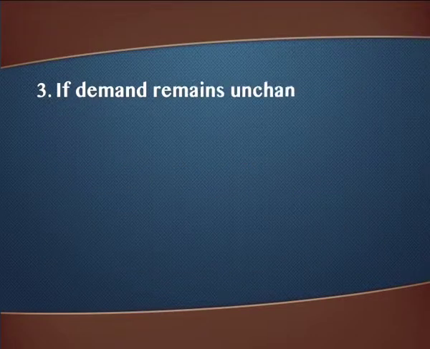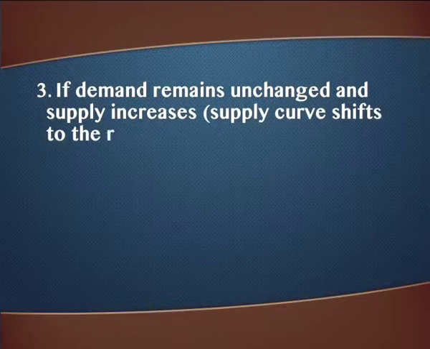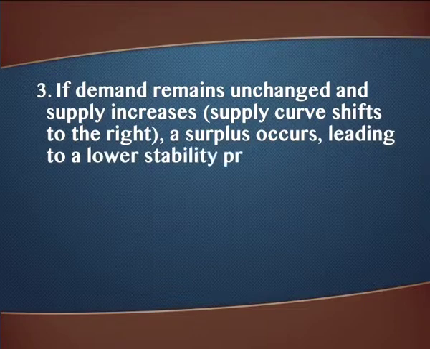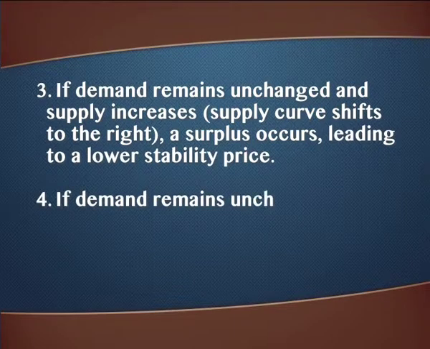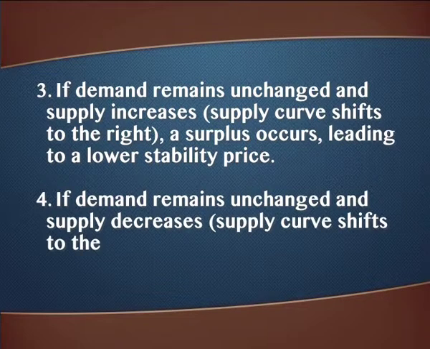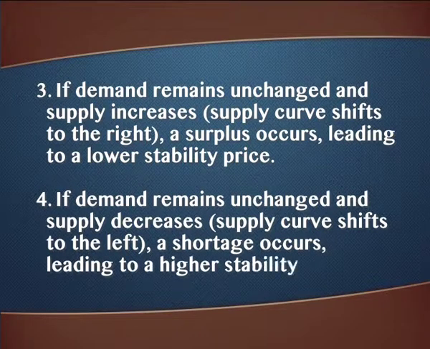Third, if demand remains unchanged and supply increases, the supply curve shifts to the right. A surplus occurs, leading to a lower equilibrium price. Fourth, if demand remains unchanged and supply decreases, the supply curve shifts to the left. A shortage occurs, leading to a higher equilibrium price.